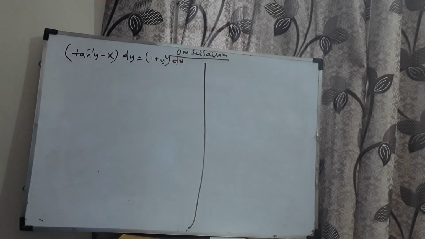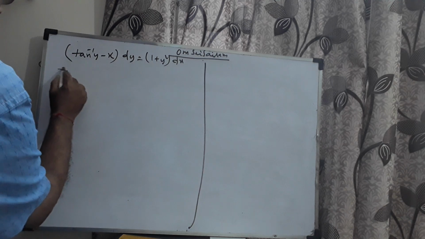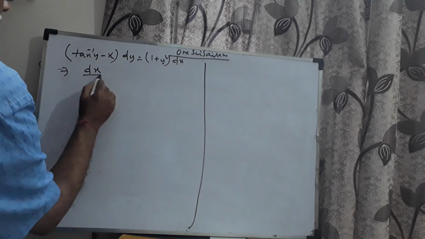Always in any such problem, we are supposed to find out by ourselves whether it comes under variable separable form, whether it comes under homogeneous form, or comes under dy by dx plus py is equal to q, or dx by dy plus px equal to q. Now let me try to simplify here in a suitable manner.